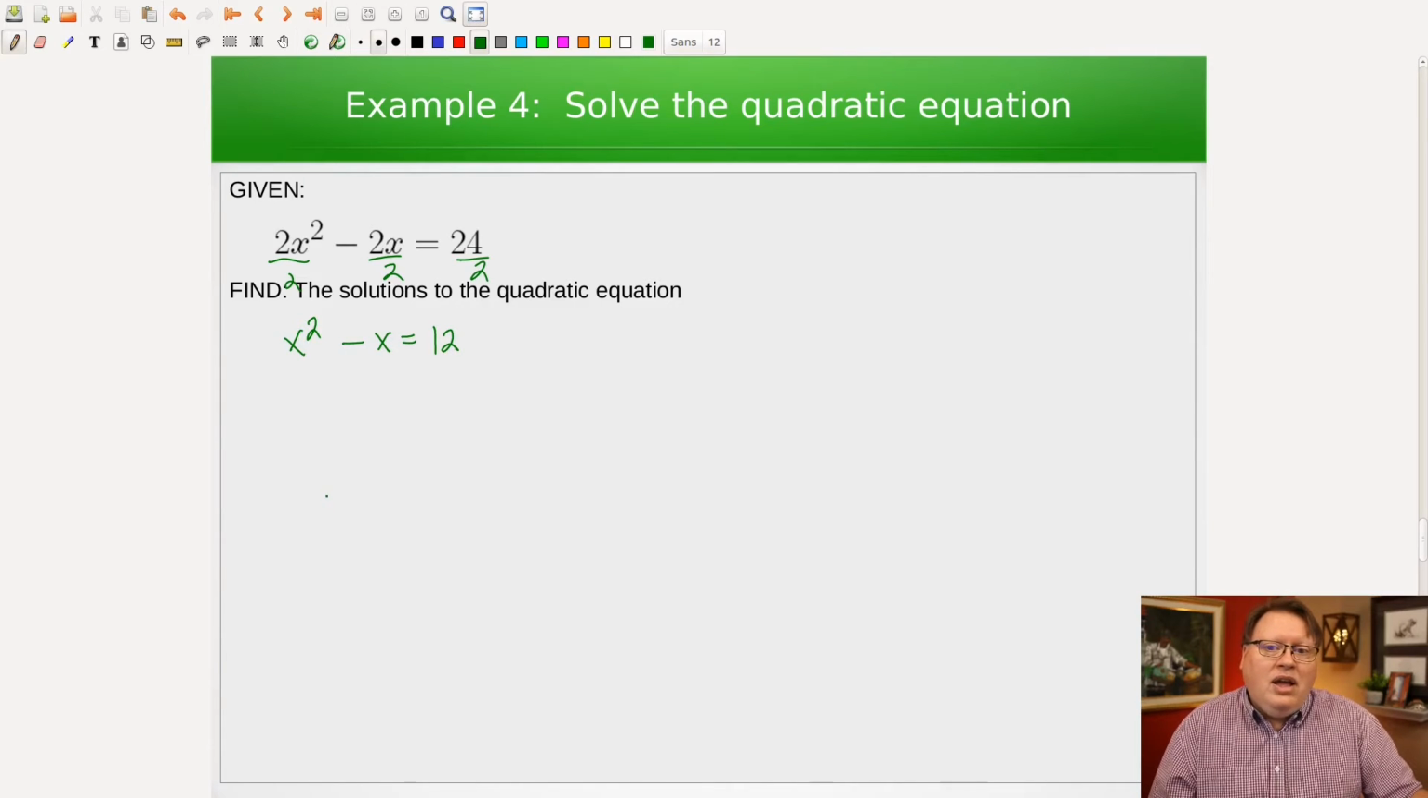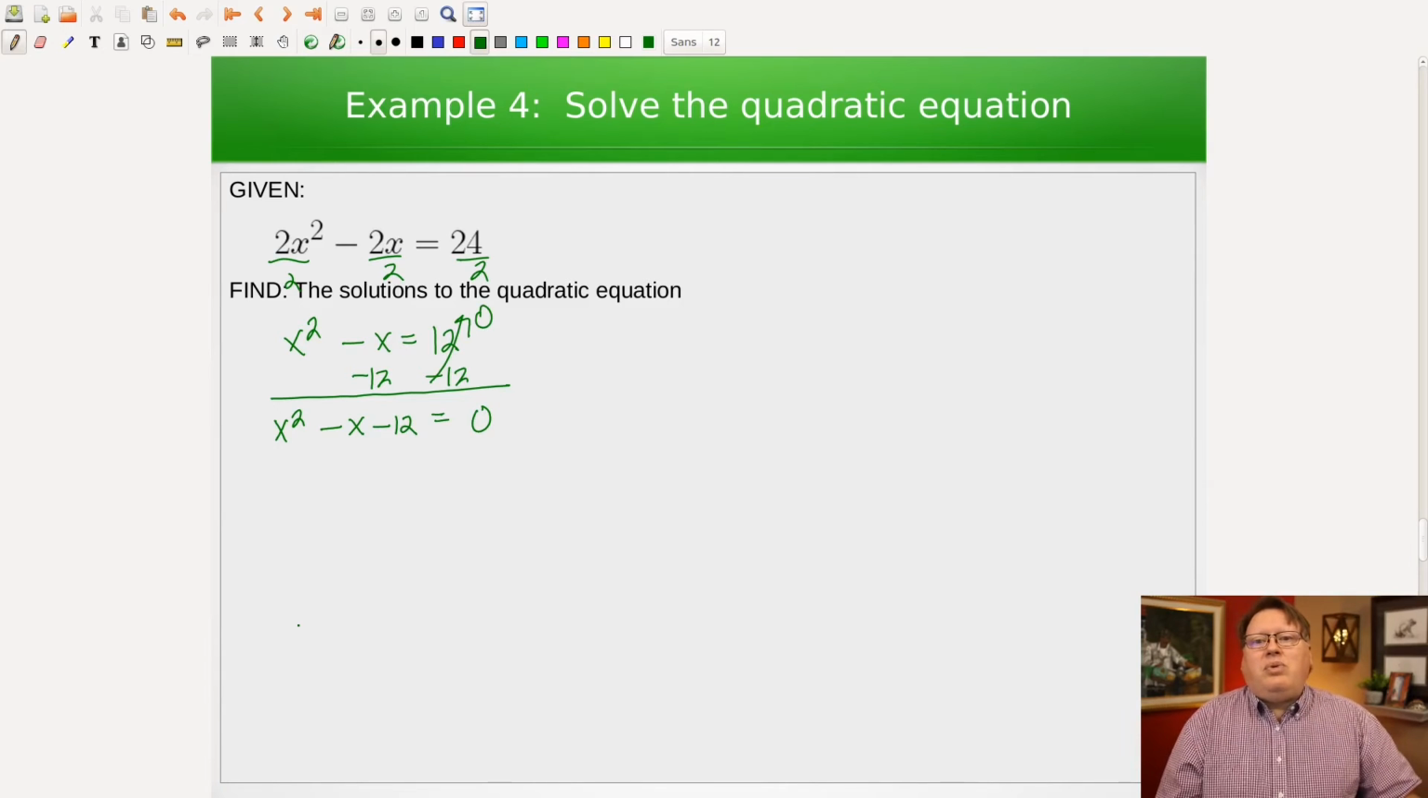Okay? And then I want to get everything equal to 0. I can't apply the formula until I have everything equal to 0. So we have to subtract 12 from both sides. And you end up with x squared minus x minus 12. All that goes to 0. So we have everything equal to 0. And now we can pull our a, b, and c. So we're going to write ax squared plus bx plus c is equal to 0.